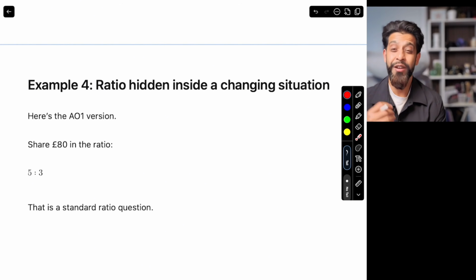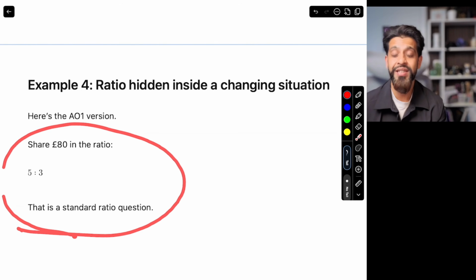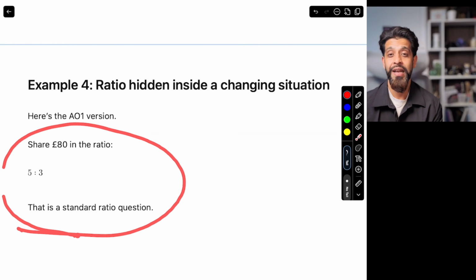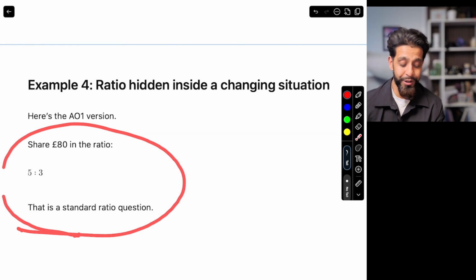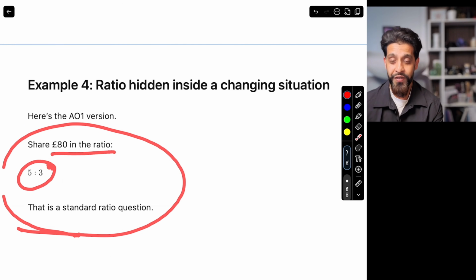Example number 4 here is a ratio question. Now, this is a simple standard ratio question. This probably used to exist in your mom and dad's era, in my era as well, I suppose. You're told, share £80 in the given ratio, 5:3.